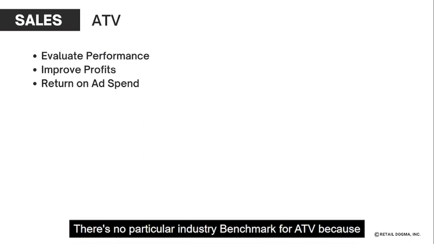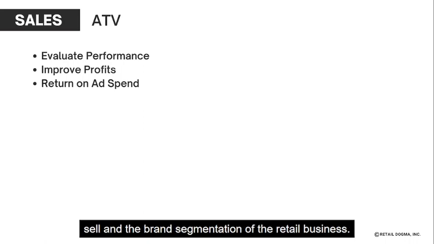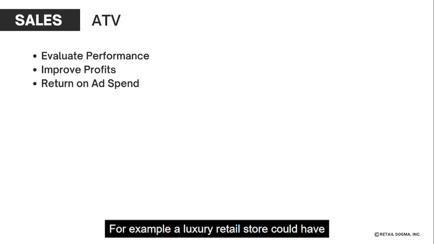There is no particular industry benchmark for ATV because stores differ in the type of merchandise they sell and the brand segmentation of the retail business. For example, a luxury retail store could have higher ATV than a value fashion retailer. An electronics retailer selling TVs and computers could have a higher ATV than a convenience store, and so on.